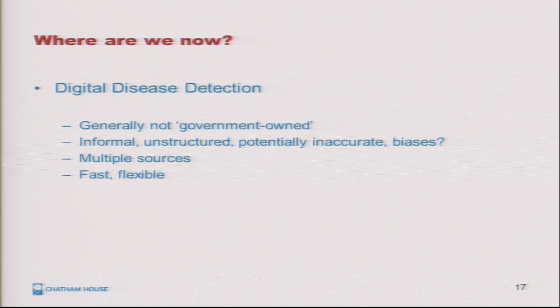So where we are now with digital disease detection is that there's a whole range of actors that do not sit within the traditional and formal surveillance landscape, that represent academia, private companies, tech. And these organizations produce informal, unstructured information that has the advantage of being very fast and very flexible and able to detect things that we couldn't detect otherwise, but produce potentially inaccurate and biased data.